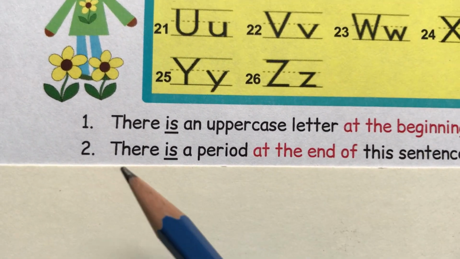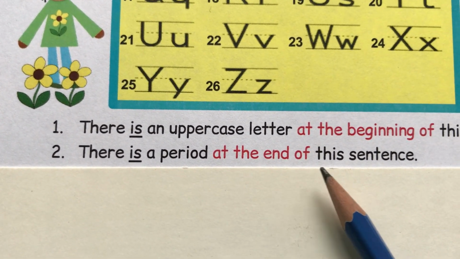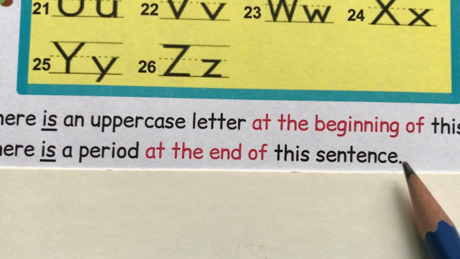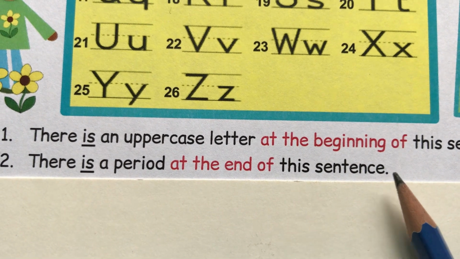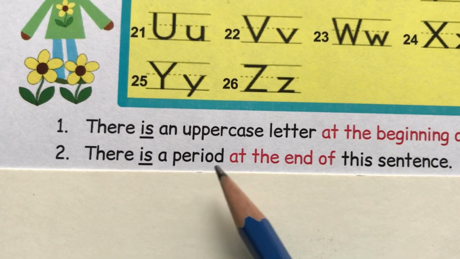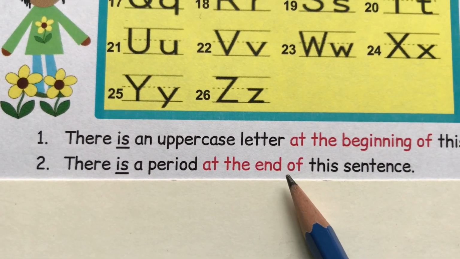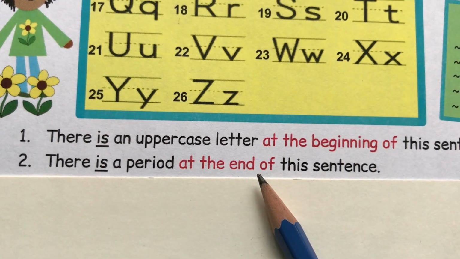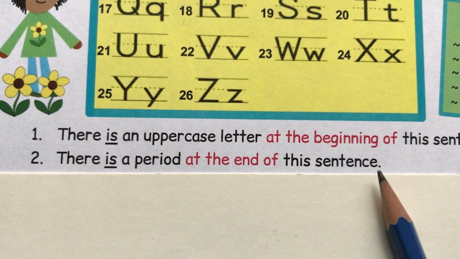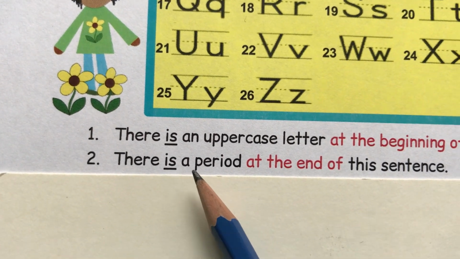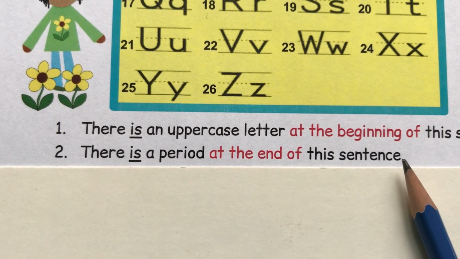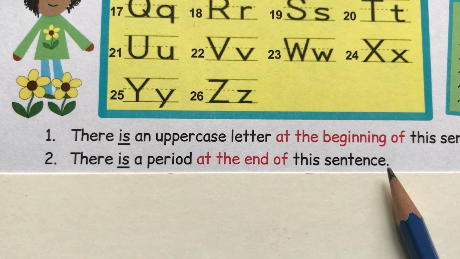Number 2. There is a period at the end of this sentence. That's true. There is a period at the end of this sentence. At the end of is the preposition. It tells us where: at the end. We use there is when we're talking about one thing, one period at the end.